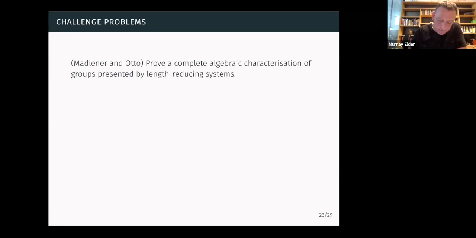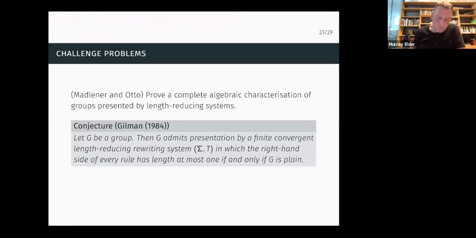Madlener and Otto, in about the 80s, asked the following challenge in one of their papers. Can you come up with a complete algebraic characterization of the groups that are presented by length reducing rewriting systems? So many people in computer science were interested in these length reducing rewriting systems and others. So what's a complete characterization? So what would be a possible answer?